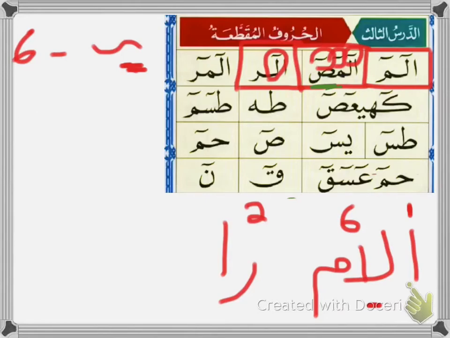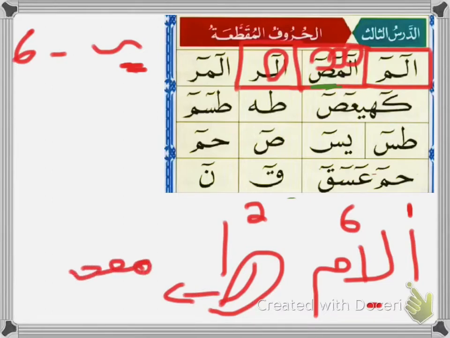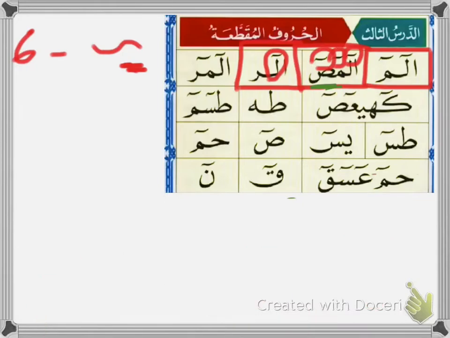Let's read it. Alif, Lam, Ra. Of course, this is حرف مفخم. Okay, Ra. So again, Alif, Lam, Ra. It's going to be this one.